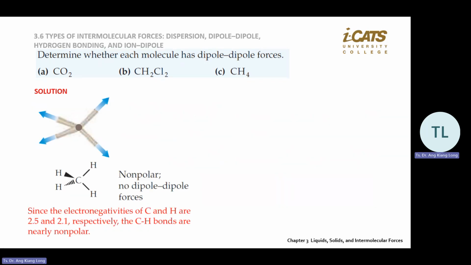Again, CH4, you repeat the same. First, you look at electronegativity. You need to explain what kind of bonding they have. So here only C and H. So you explain the C-H bonds are nearly non-polar, because C and H are very, very near, 2.5 and 2.1.